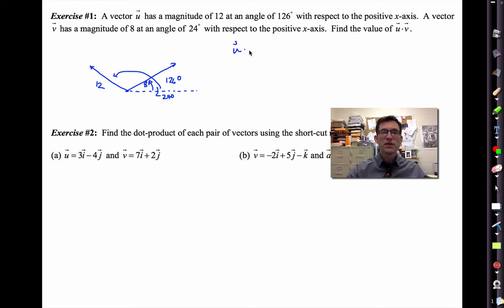Well, just by definition, u dot v is the magnitude of u times the magnitude of v, both of which we know, times the cosine of the angle that's in between them. Well, let's see. The magnitude of u is 12. The magnitude of v is 8. But what's the angle in between them? Pause the video for a moment to figure that out.